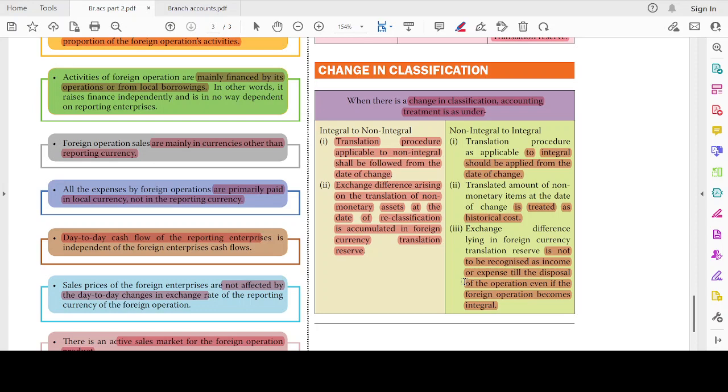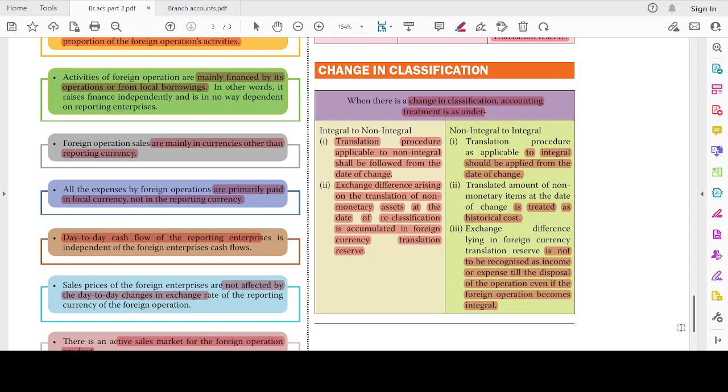That's why there comes a check. What they say is that until the disposal, meaning the operation is disposed of, through sale or closure, I will not be able to transfer this foreign currency translation reserve account to profit and loss account. So as long as this entity survives, I have to keep this account as foreign currency translation reserve account. But no further adjustments will be made, right? The same amount will lie for years.